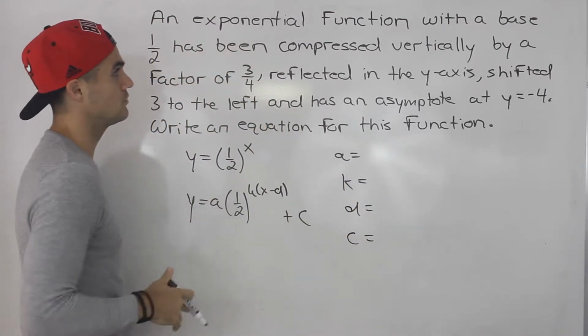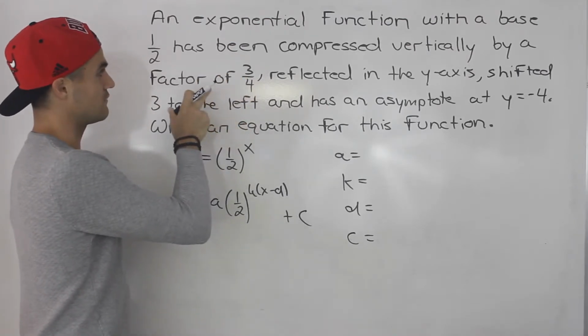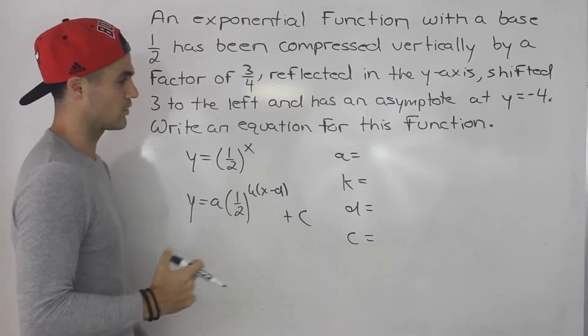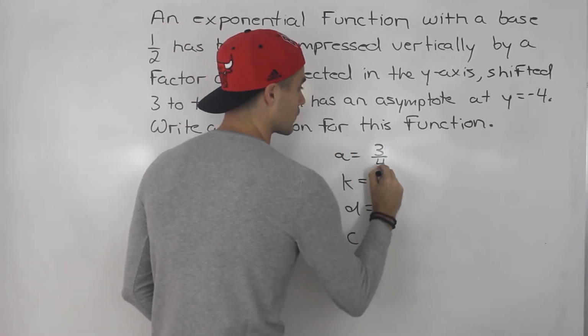So let's go through each characteristic one by one. So compressed vertically by a factor of 3/4. A vertical compression deals with the a value. So we know that the a value is going to be 3/4.